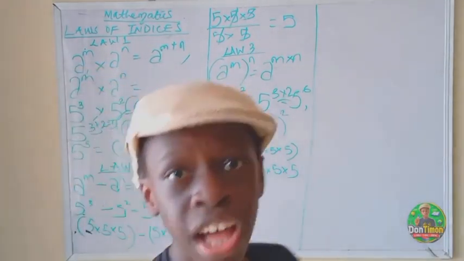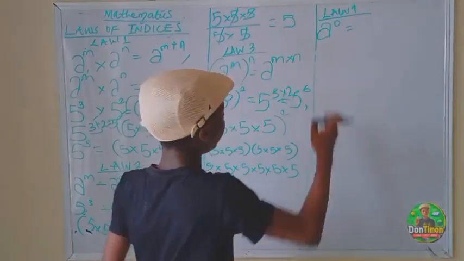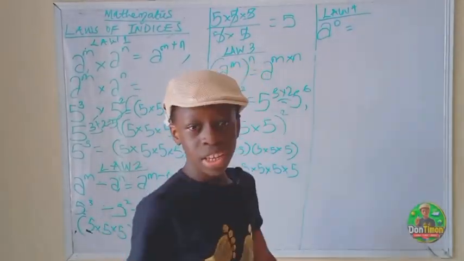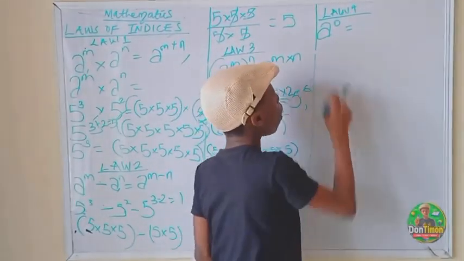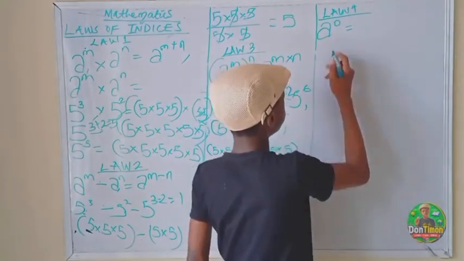Now let's move over to the fourth law. It says here in law 4, a raised to the power of 0 is what? Like I did in my number-based video, any number or letter raised to the power of 0 is 1.